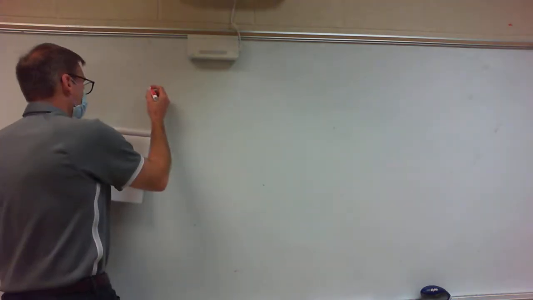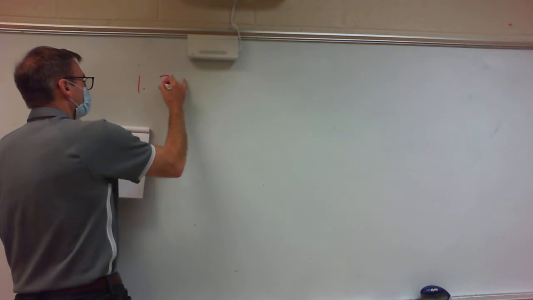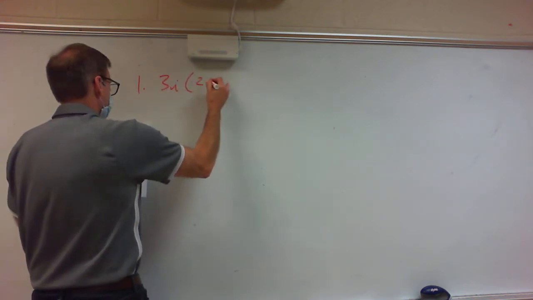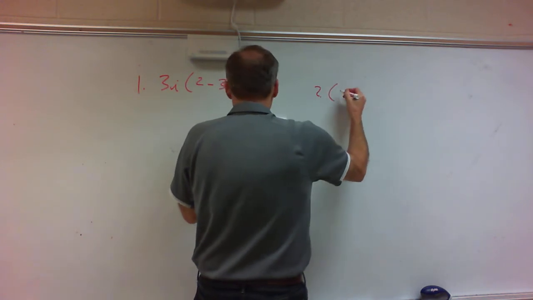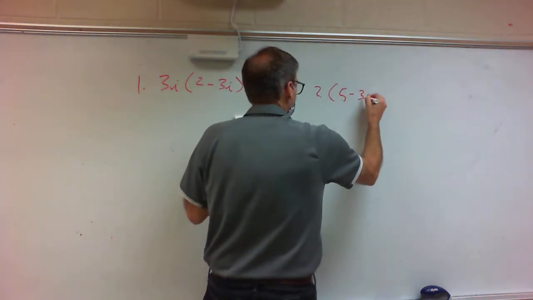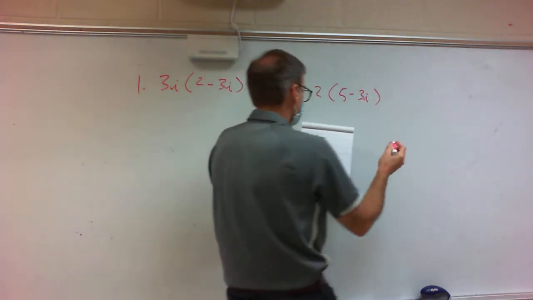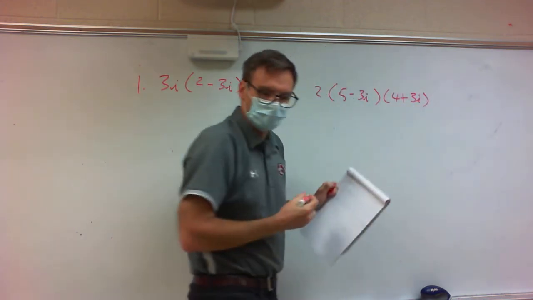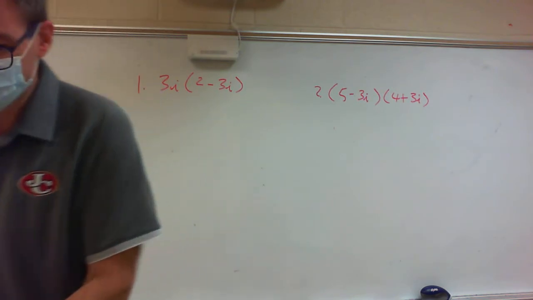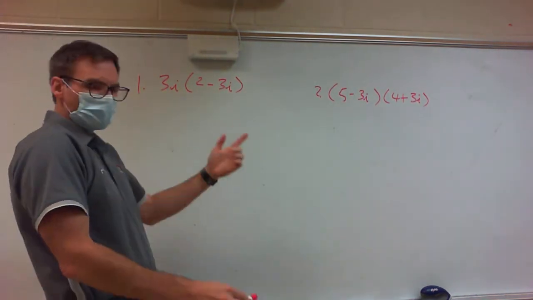Here are these two problems. Problem 1, I want 3i times... and then problem 2, I want 5 minus 3i times 4 plus 3i. All right, so multiply these out.